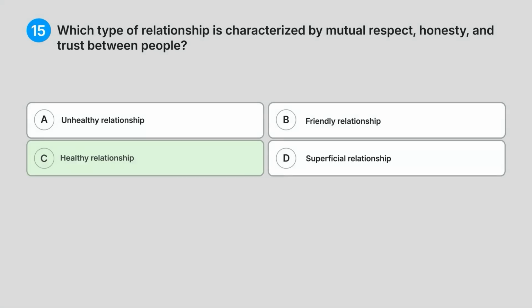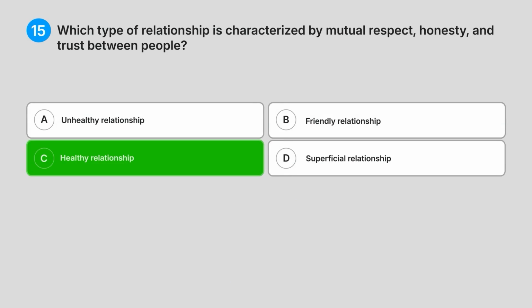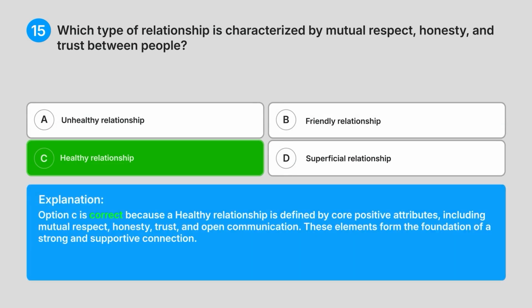Correct answer, C. Healthy relationship. Explanation. Option C is correct because a healthy relationship is defined by core positive attributes, including mutual respect, honesty, trust, and open communication. These elements form the foundation of a strong and supportive connection.